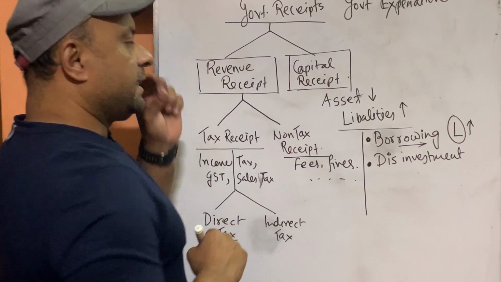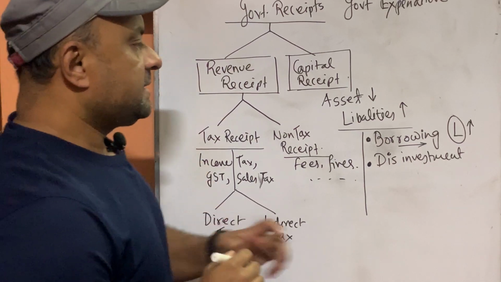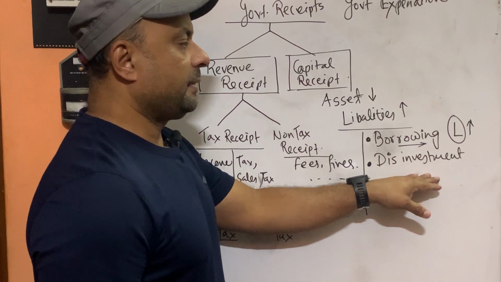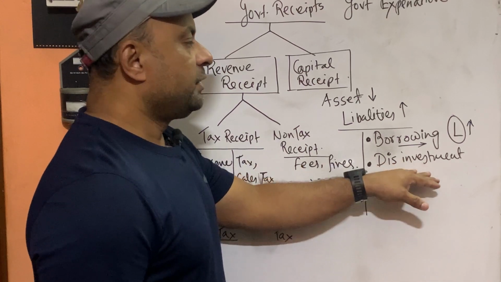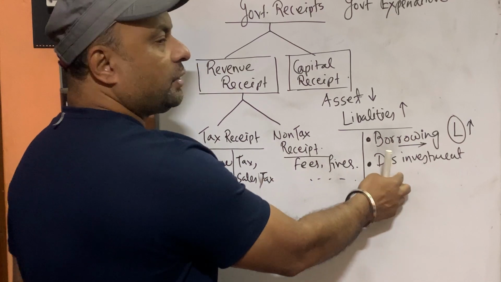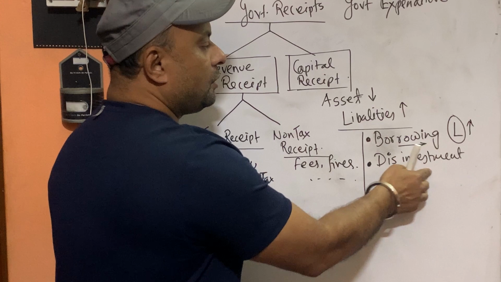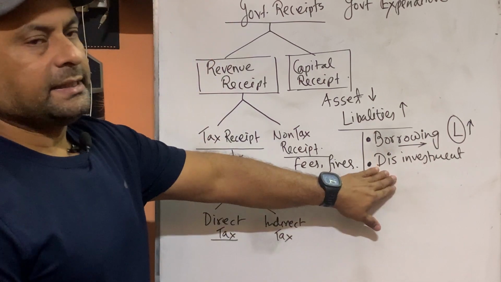Disinvestment, in other words, we can say privatization. When government sells its assets to the private sector, this is disinvestment or privatization. This is done for what? To raise the fund. When government faces shortage of fund, either government may borrow from outside or inside the country, or government may disinvest, means government will sell its asset.